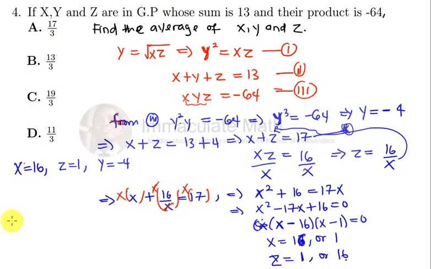So if I take the average of these three numbers, the mean, another word for average, what am I going to have? I'm going to have (16 minus 4 plus 1) divided by 3. So 16 minus 4 is 12, 12 plus 1 is 13. So that's 13 divided by 3. So you can see that the correct option here is B. So let's move on to the next question.